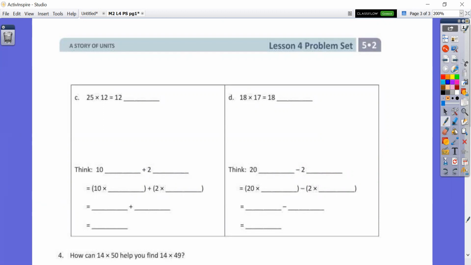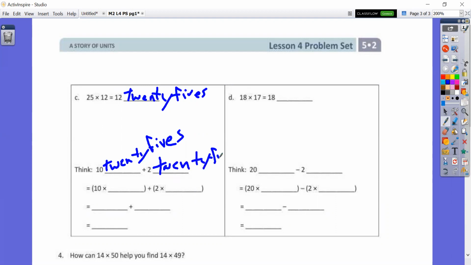25 groups of 12, so it's 12 25s. Okay, that looks like they want us to do 25s. Okay, I was wrong. They're gonna make us do longer words. So we're gonna think 10 25s. But that's 2 less than 12, so we're gonna add back 2 25s.